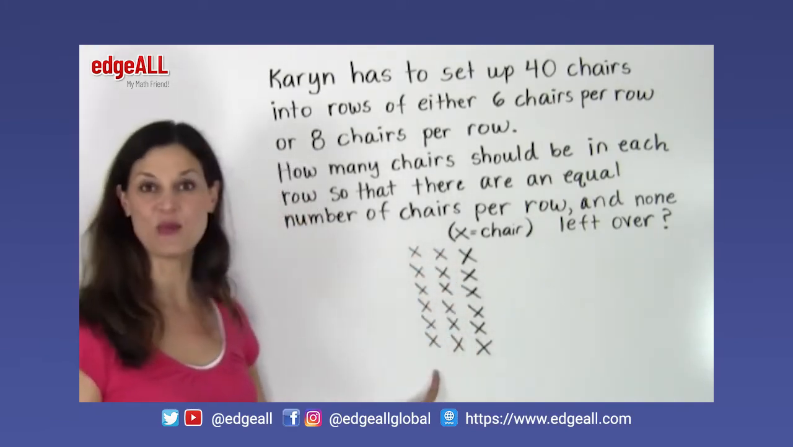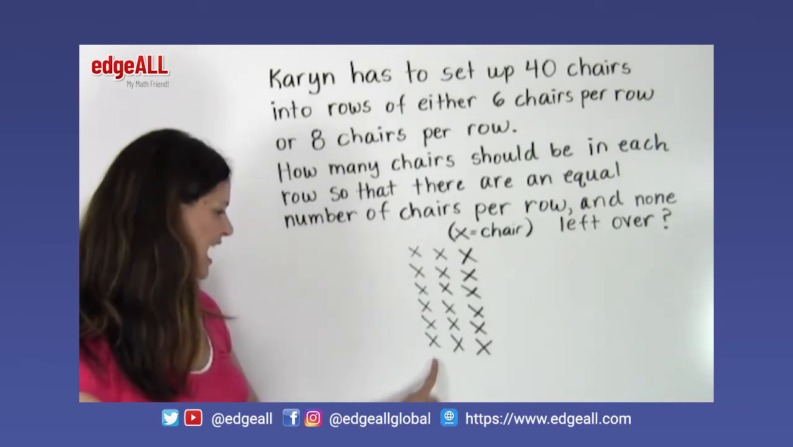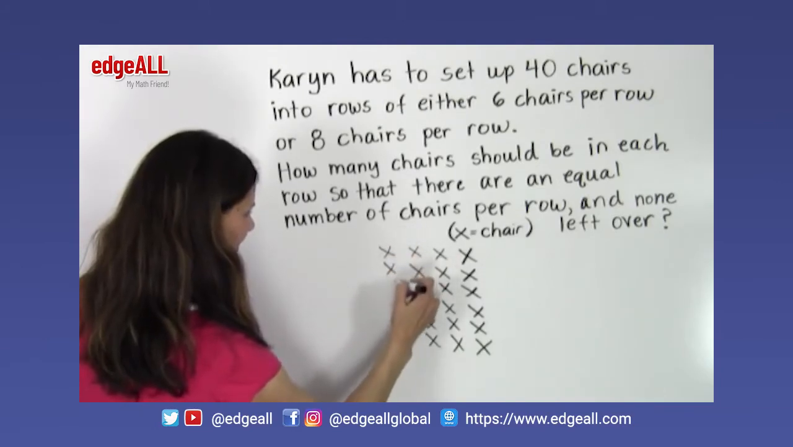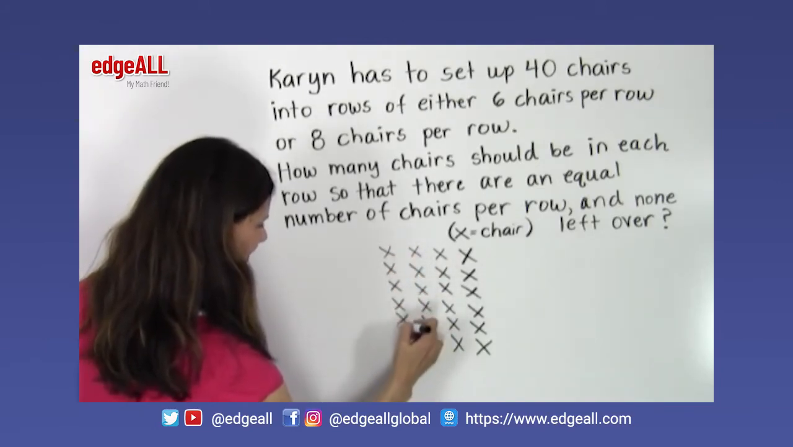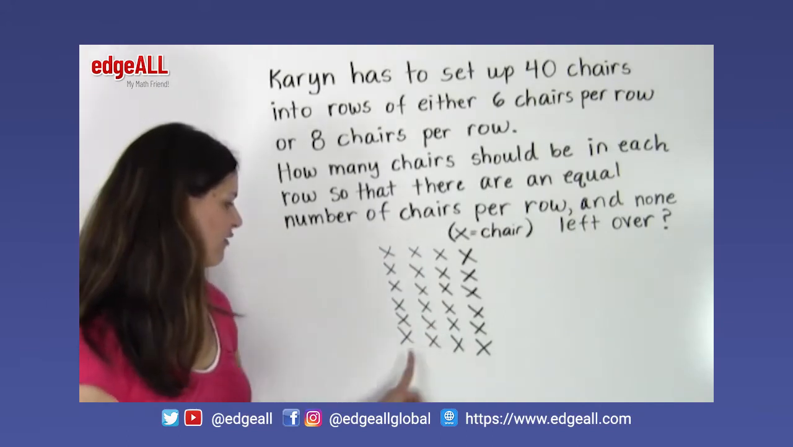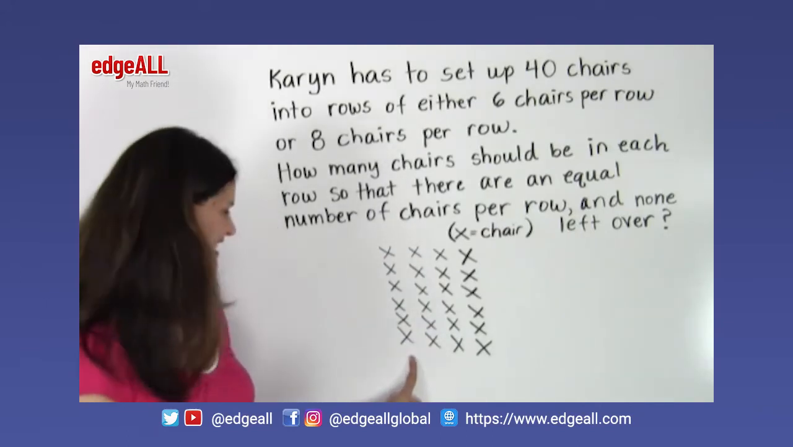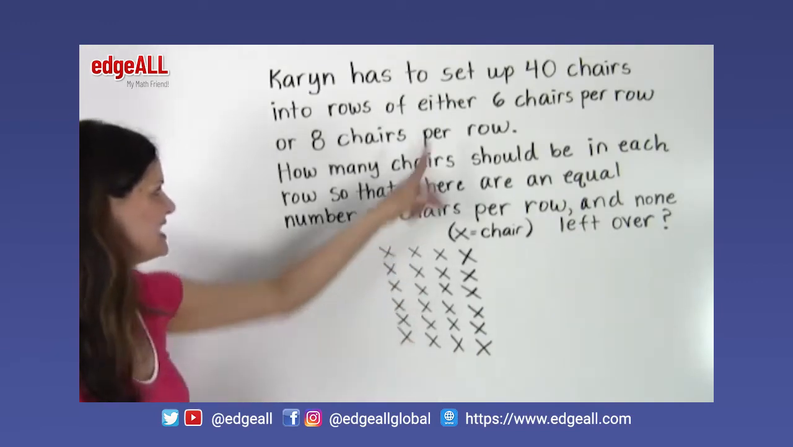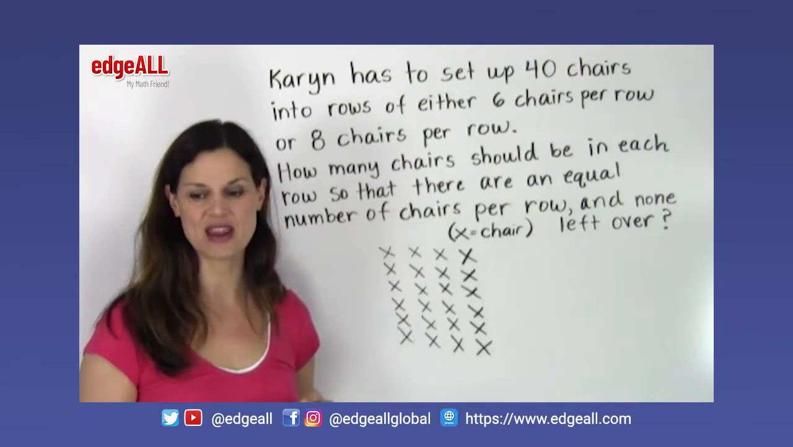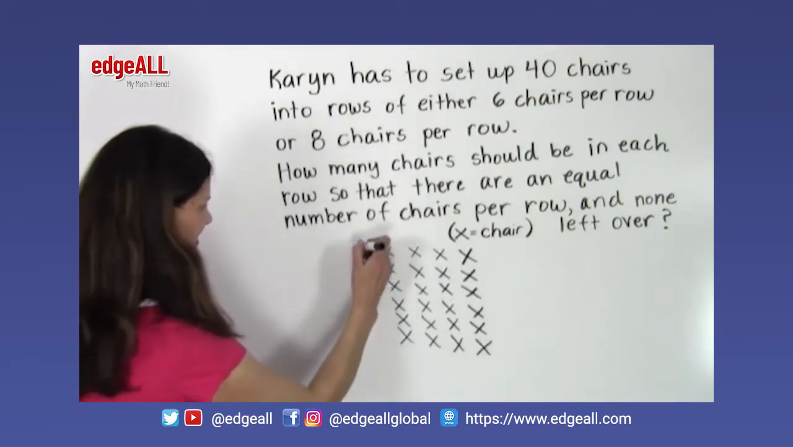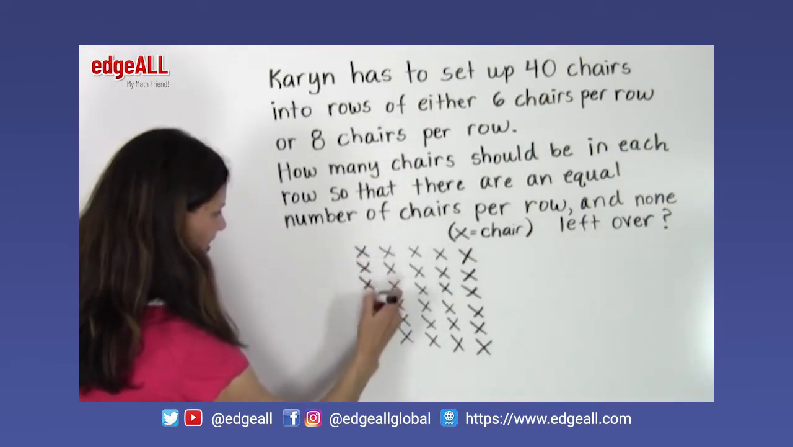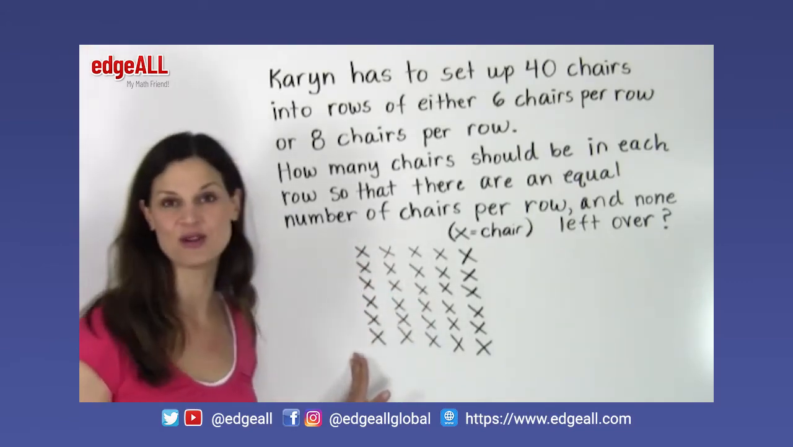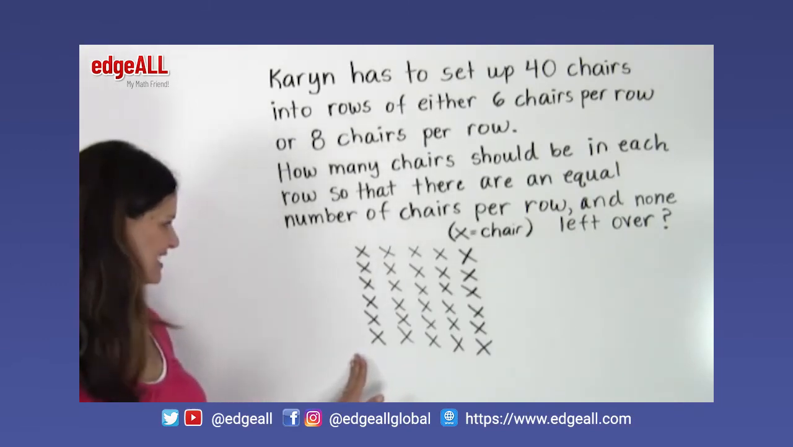And then 6 more for my third row. And I'm at 18 so far. And then I've got now 4 rows of 6, so I'm at 24. And I need to get all the way up to 40. I'm trying to arrange 40 chairs. So I'm going to do another row of 6. So now I have 5 rows of 6, so I'm at 30 chairs.